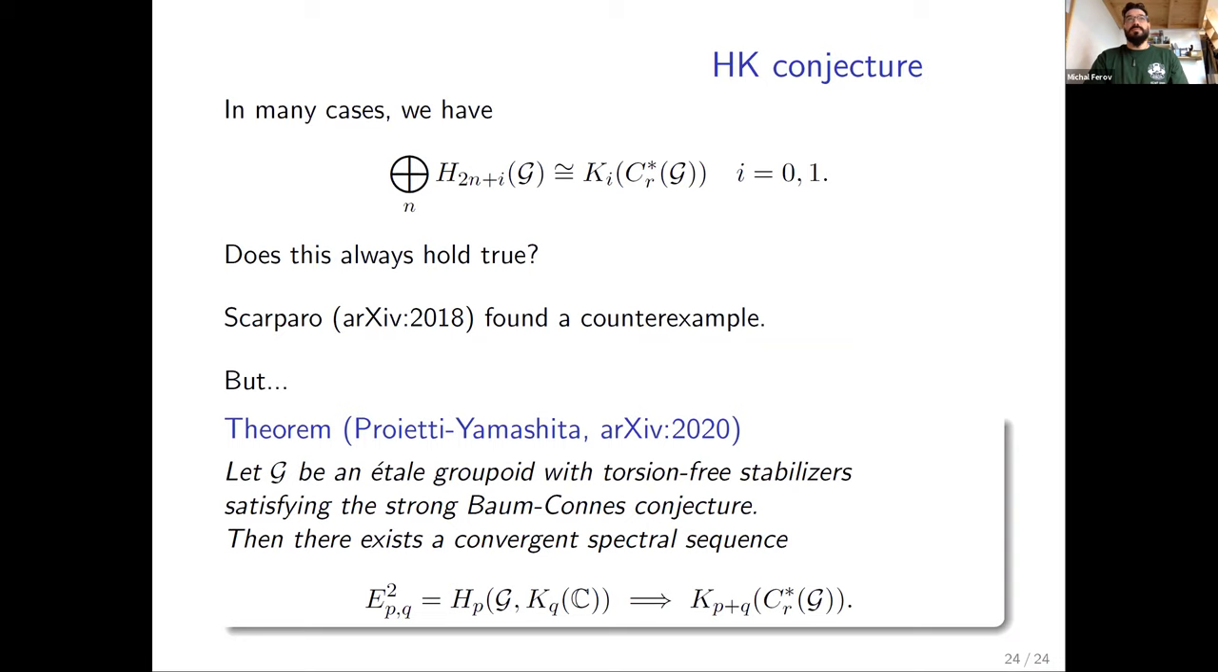Yes, I have a question. So I'm no expert in homology of groupoids or K-theory of C-star algebras. Could you give a non-expert explanation of why you think this, what does homology have to do with K-theory?